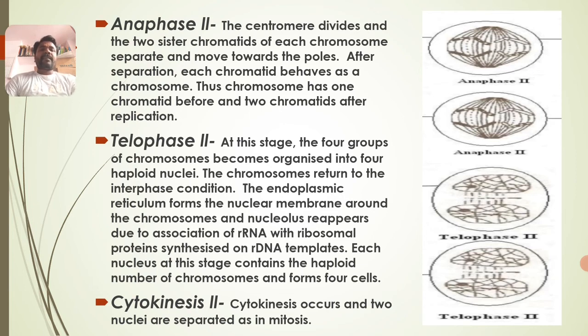Lastly they divide by cytoplasmic division, which is called cytokinesis. Cytokinesis occurs and the nuclei get separated as in mitosis, and then 4 daughter cells are formed. This completes the whole process of meiosis 1 and meiosis 2.